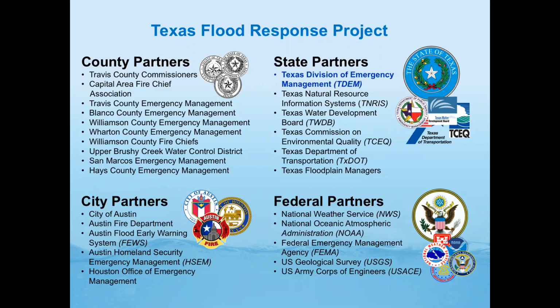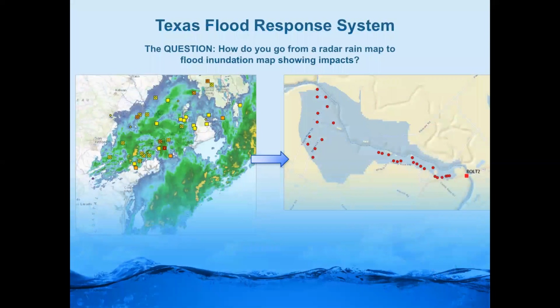No pun intended. So the real question we're addressing here is how do we go from a radar rain map to a flood inundation map? The radar rain map is what you see on the evening news and what the TDEM State Operations Center shows on the screens during a regional flood event. They don't show the one on the right. They don't show inundation and potential impacts. And that's where we're headed.